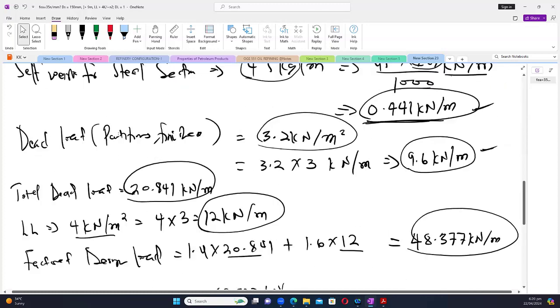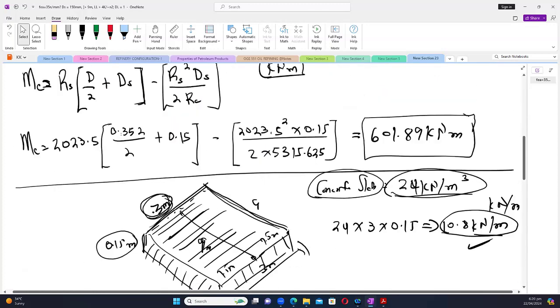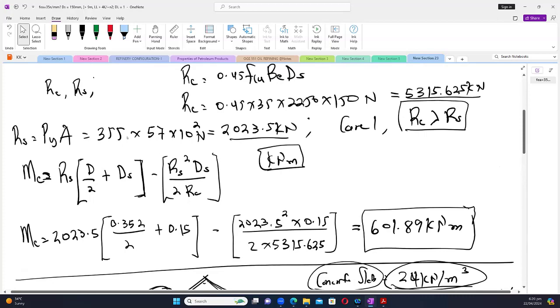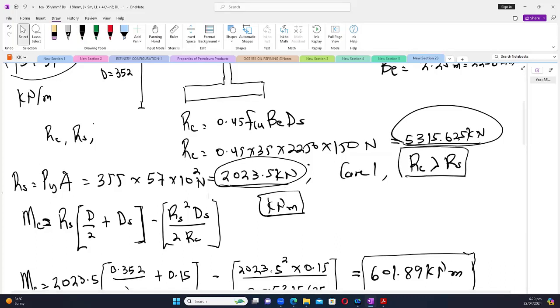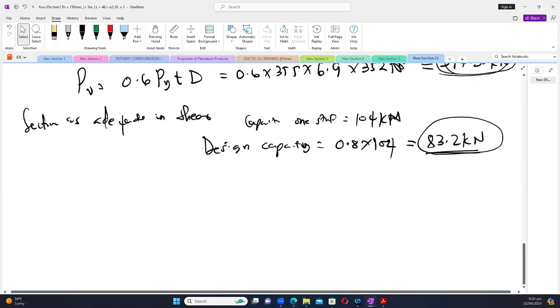So let's go back to our RC and RS. This one is strictly RC and RS, okay? So this is RC, and this is RS. And we choose the smaller of these two. The smaller of these two is what? RS. So we are going to use this 2023 to do the design. So we come here and say that we are supposed to resist 2023.5 kilonewtons. But for every stack, you can have a maximum of about 83.2.